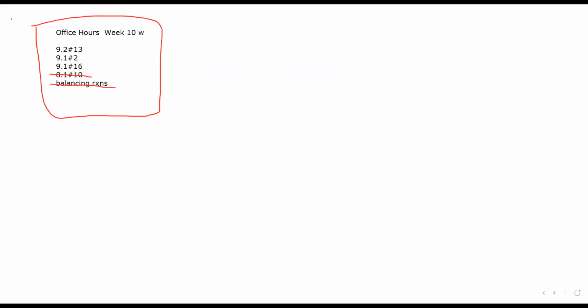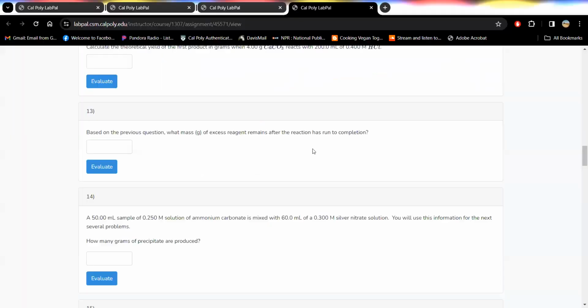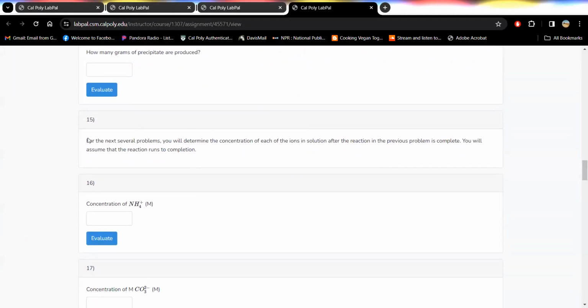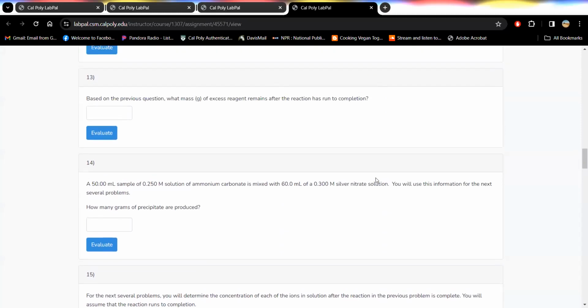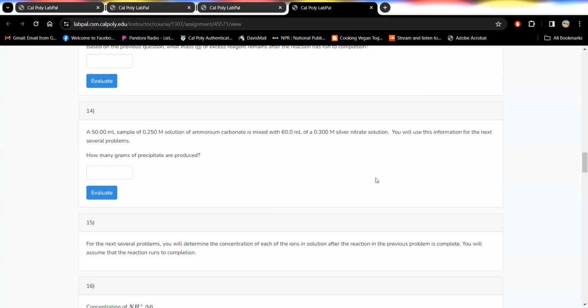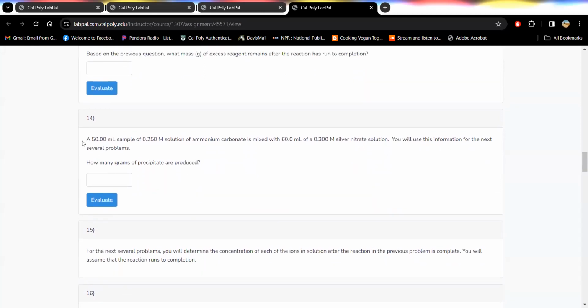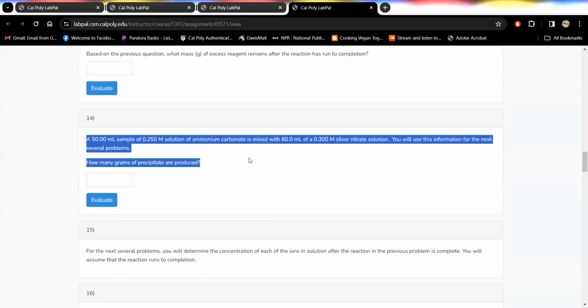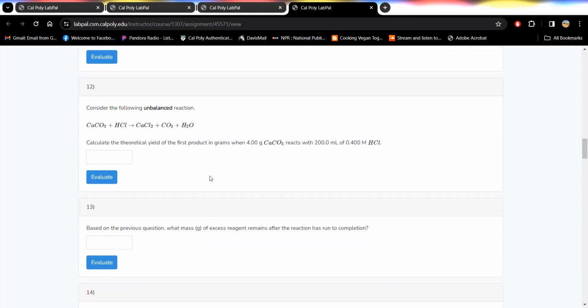9.1, this is a set of questions that's relatively challenging to approach. So if we're looking here, number 16 is saying for the next several problems, determine the concentration of the ions in the reaction of the previous problems. So we need to be able to do all of these previous problems. Oh, it's just number 14. So nope, maybe not as good as I thought. But it's going to be this idea of ammonium carbonate with silver nitrate. That's going to be used for the next several problems. We're going to determine the grams of precipitate produced.